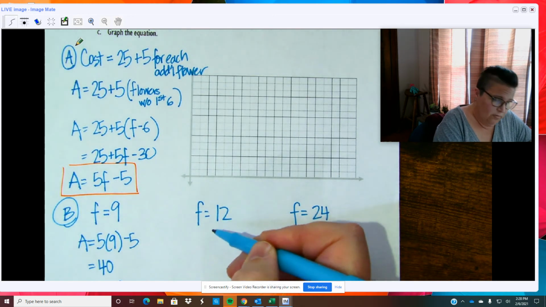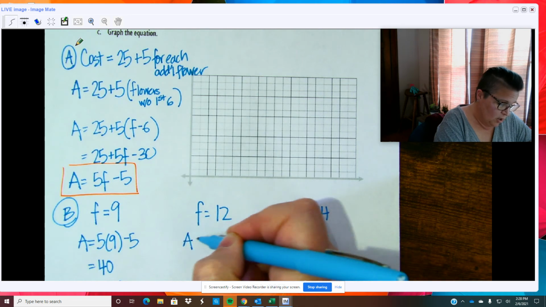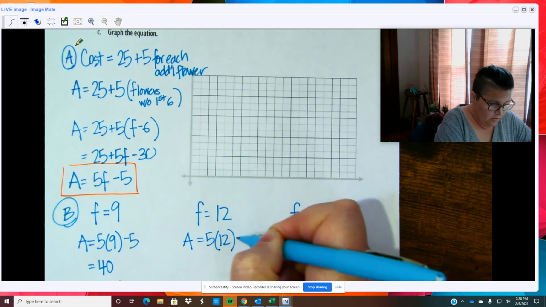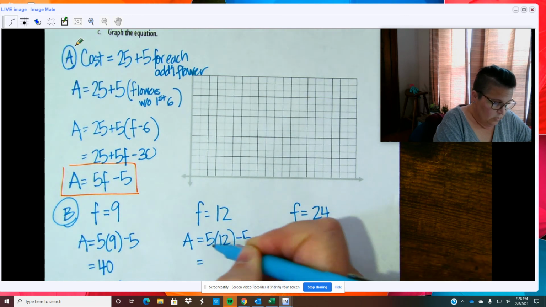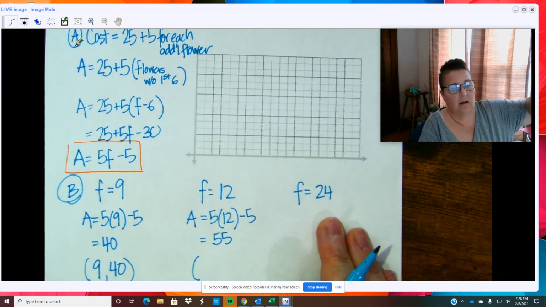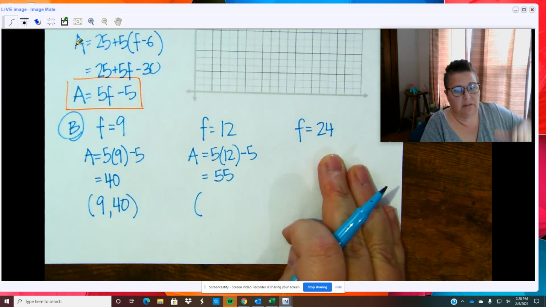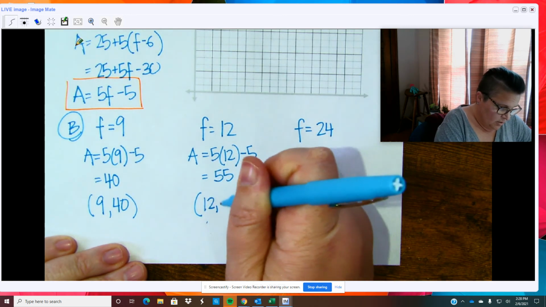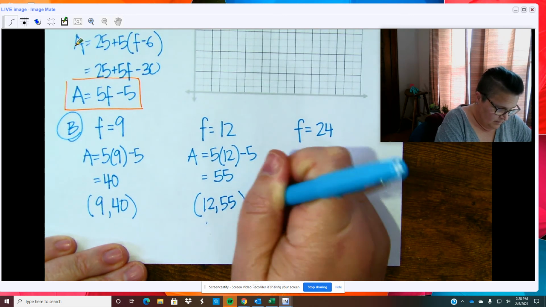If there are 12 flowers in the arrangement, then the cost of that arrangement is going to be 5 times 12 minus 5, or 60 minus 5, which is 55. This gives us a second point at 12 flowers, cost $55.